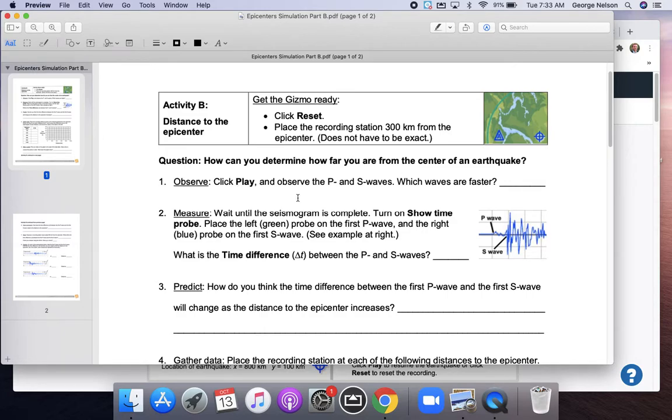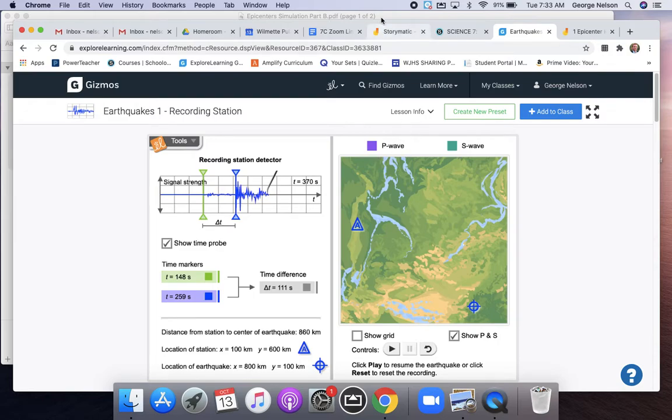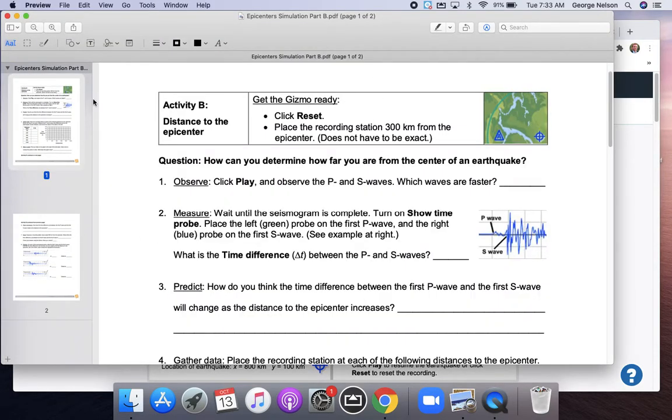So click play. Which one travels the faster, the P or the S wave? Well, I think we noticed the P wave, the purple wave, traveled much faster. So I'm going to say the P wave hit faster. Wait until the seismograph is clear.